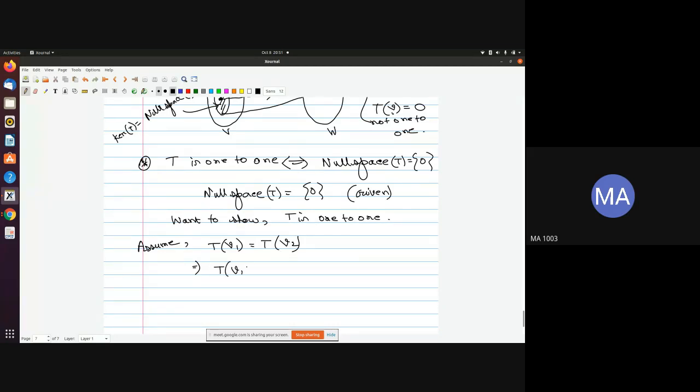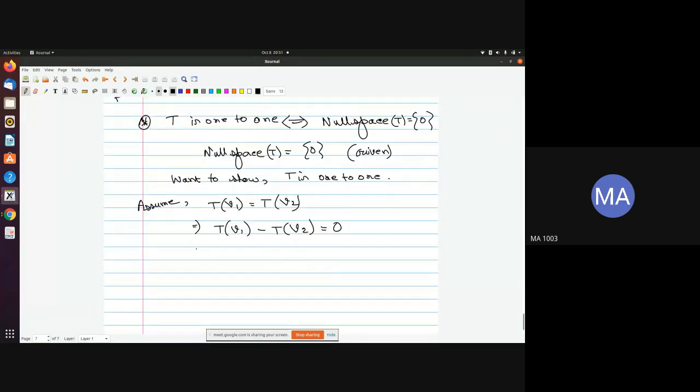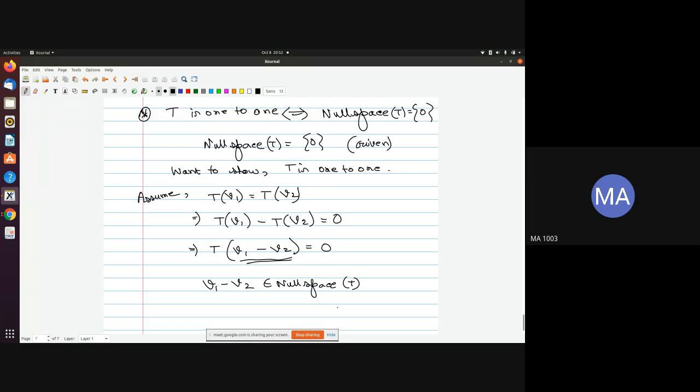So if I take both of them on the same side, what I get? It's 0, right? And can I write this as T of V1 minus V2 is 0? Because T is a linear transformation, right? What does it imply? It implies that this V1 minus V2 vector is inside the null space, right? Yes, sir. Now, what was my null space? What was given? It was only 0. So V1 minus V2 must be 0. What does it imply? V1 equals V2.